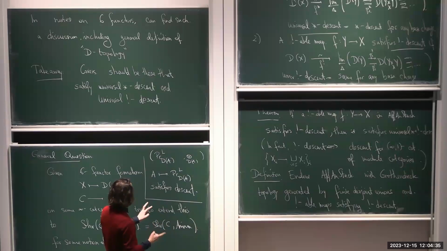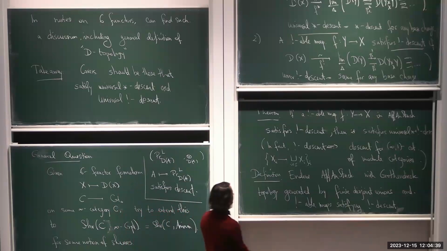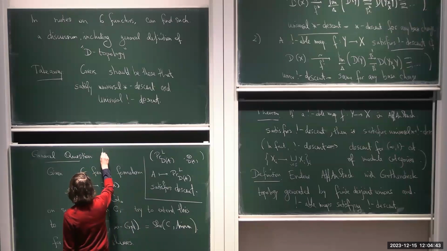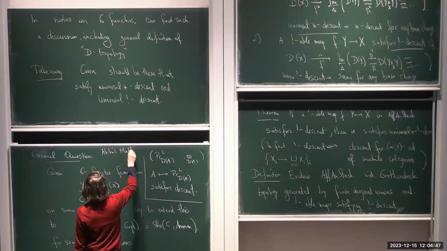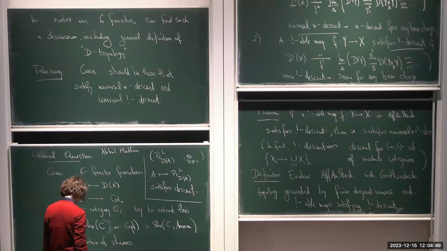And yeah, so for these questions, I would really recommend that you read this paper of Akhil Mathew, which has some awkward title. What is it called? This is a Galois group of stable homotopy theory.